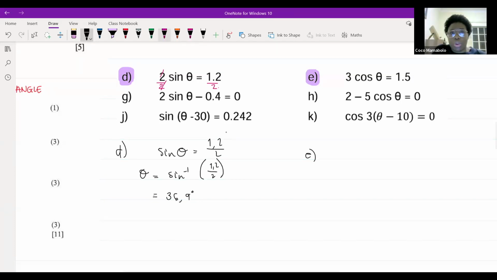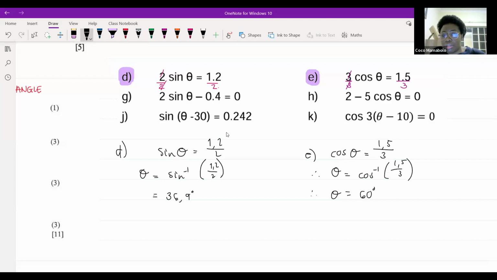All right. What we're going to do over here is divide by 3, divide by 3. So I'm going to get cos of theta is equal to 1,5 over 3. Therefore, theta is equal to arc cos of 1,5 over 3, which is technically a half. Therefore, theta is equal to 60 degrees. Okay. Yes. Arc sine of a half would give you 30 degrees.